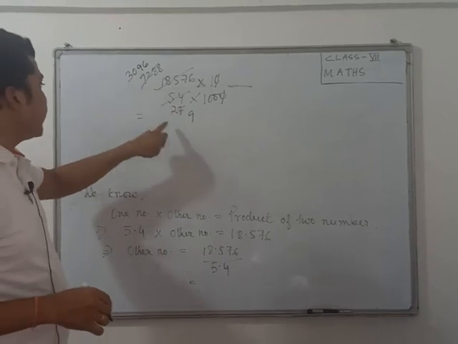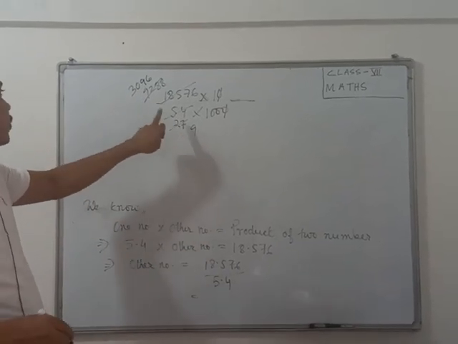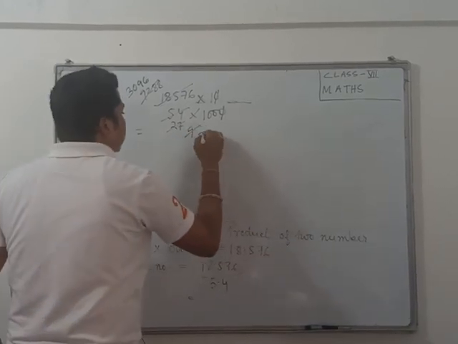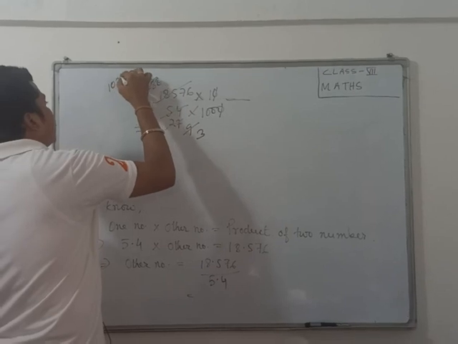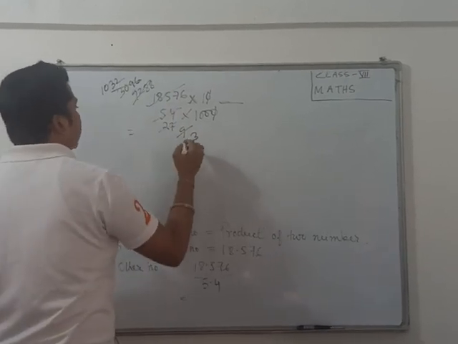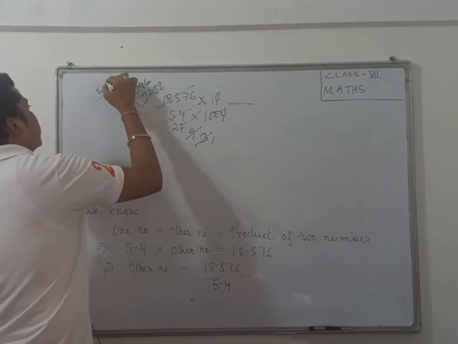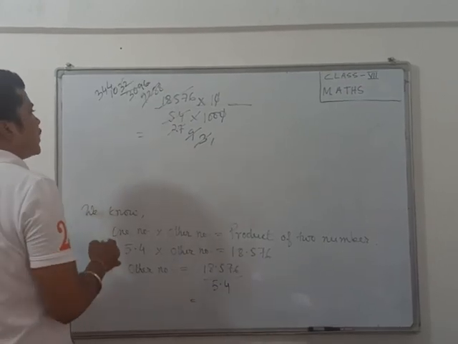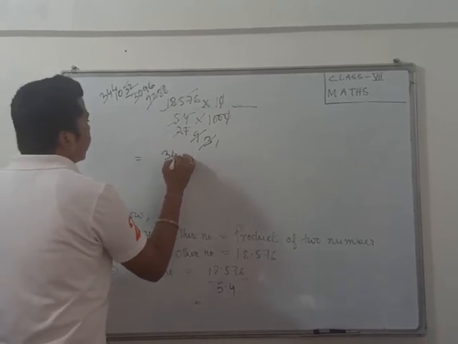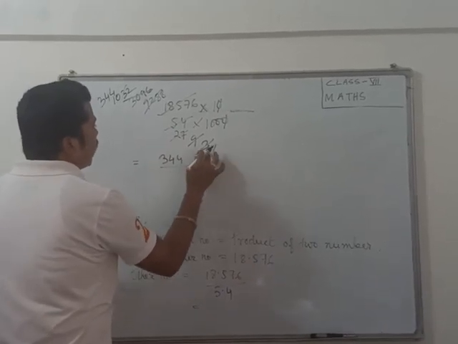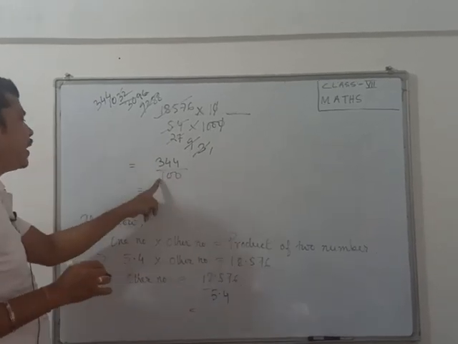So 3096. Now can you divide it by 3 again? 15, 16, 17, 18. Yes. 3 3 is 9. 3 10 is 30. 3 3 is 9. 3 2 is 6. Again, you can divide it by 3. 3 1 is 3. 3 3 is 9. 3 4 is 12. 3 4 is 12. That means what? Our answer is 3 4 4. 3 4 4. And denominator you have 1 into this 100. It will be 100. Now 344 by 100.